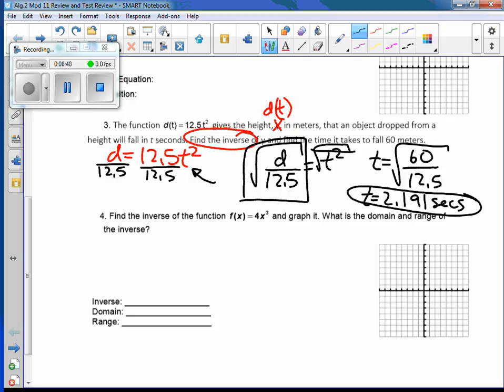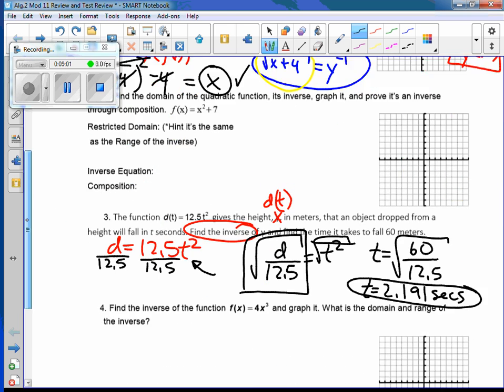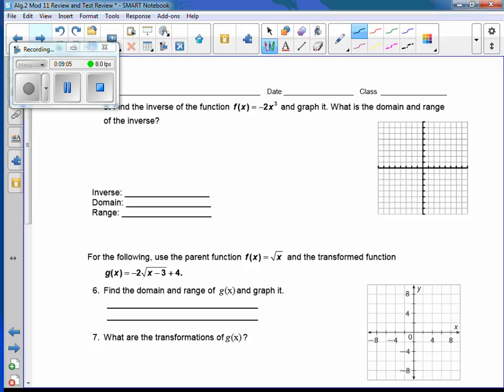All right, so on number 4, and I believe also number 5, it says find the inverse of the function, graph it, and what is the domain and range of the inverse? Okay, if you pay close attention, these are actually cube functions, the cubic functions. So be very, very careful. So let's go ahead and get started.